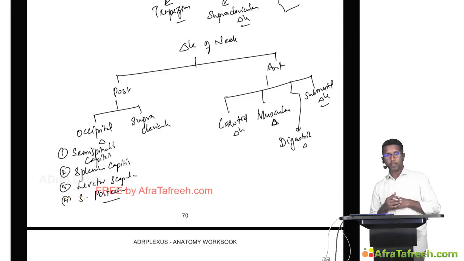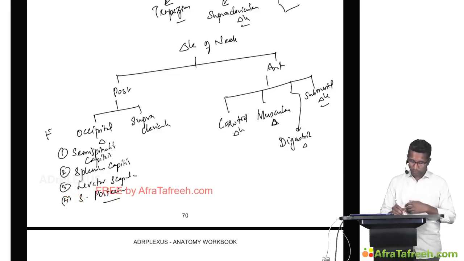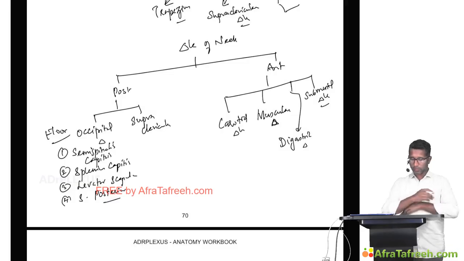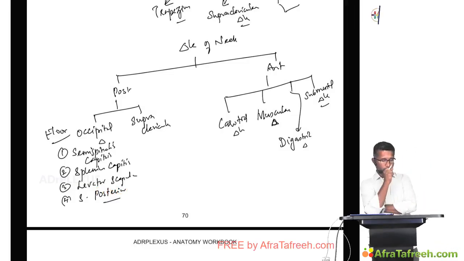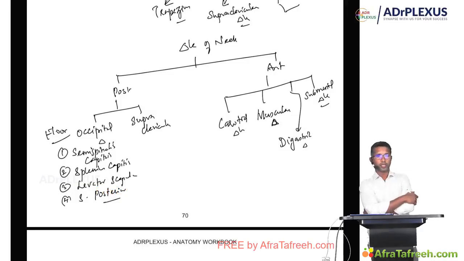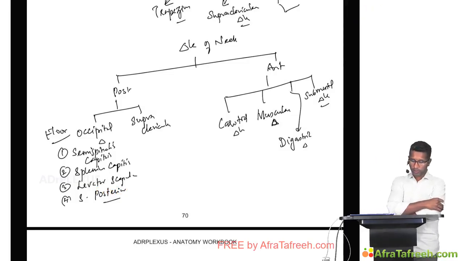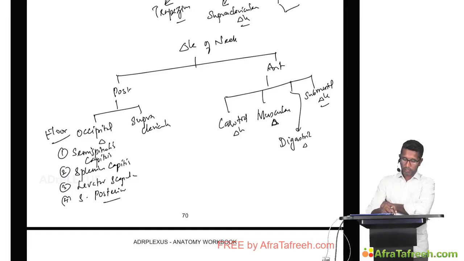These are the 4 muscles which form the floor of the occipital triangle.